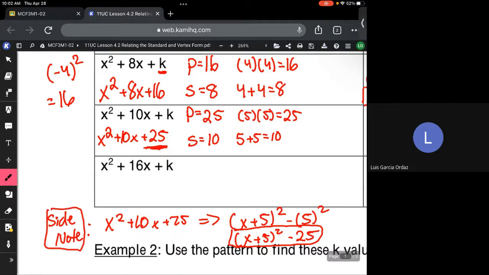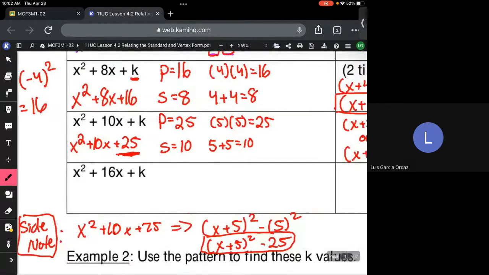Okay, so do the next one and let's see what you all get. So we have x squared plus 16x plus k. What is that trinomial supposed to be? Abby? Sure. The sum is 16 and the product is 64 because 8 times 8 is 64, and 8 plus 8 is 16, so it's x plus 8 squared. Perfect.